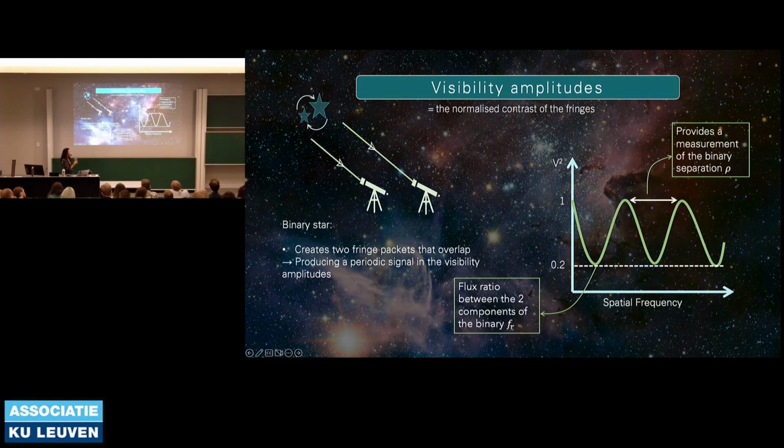So if you have a big distance between these two peaks, it means that the binary system is rather tight. Conversely, if you have a lot of wobbles in your visibility pattern, it means that your binary system is rather wide. Okay? And then the minimum visibility reflects the flux ratio between the two components of the binary. So just with this visibility pattern, you can get a lot of information about the multiple system.